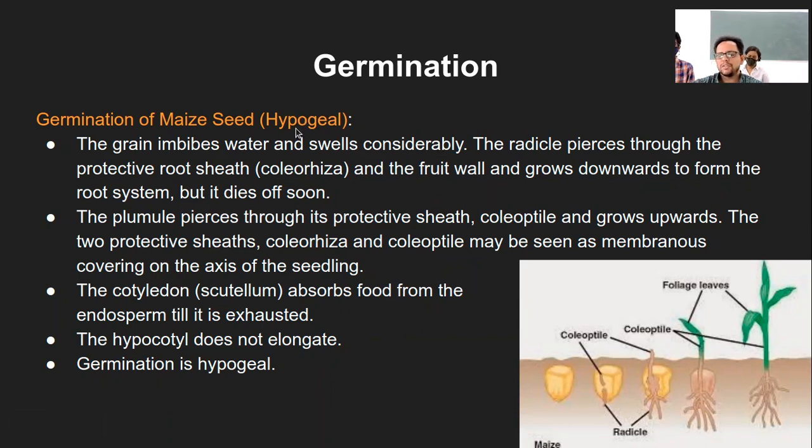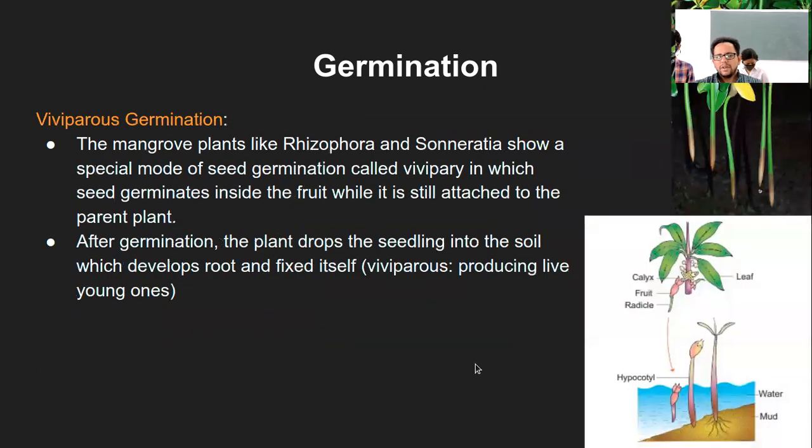And this is hypogeal. So that means whatever cotyledon or scutellum was there with the maize grain, that will remain within the soil, and only the shoot will come out of the soil surface. So that is hypogeal germination in the maize seed.